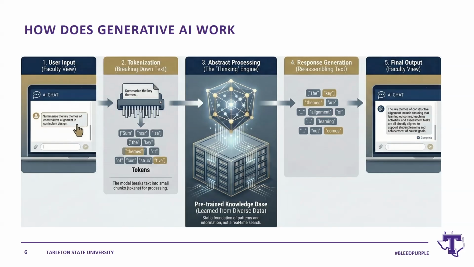You don't need to understand the technical details to use generative AI effectively. What matters is this. These systems predict the most likely next piece of language based on their training. They're generating language, not searching a database. AI can sound confident even when it's wrong. This is called a hallucination.